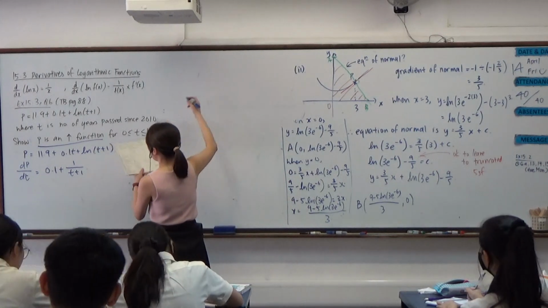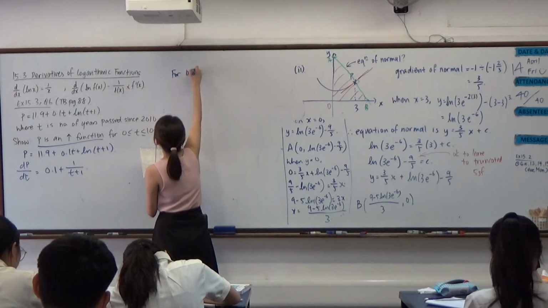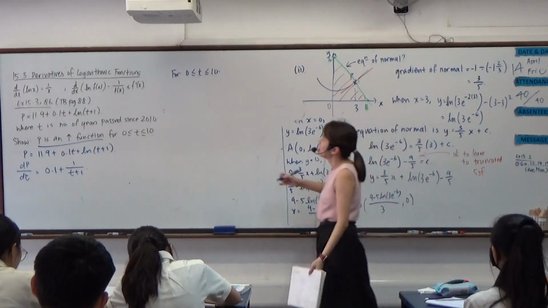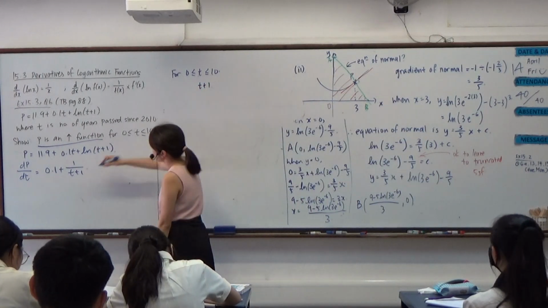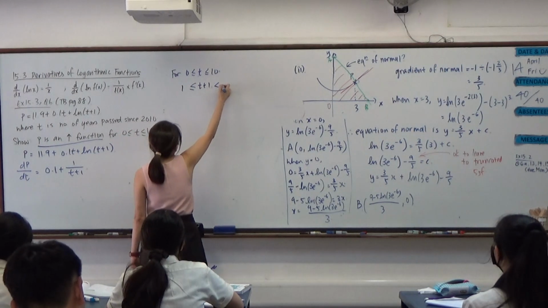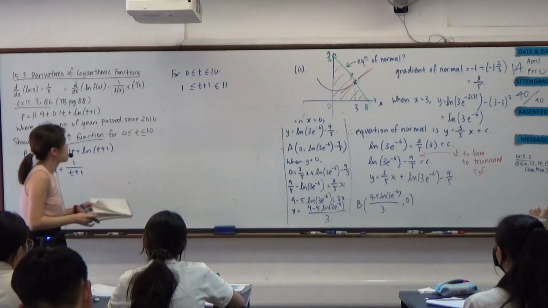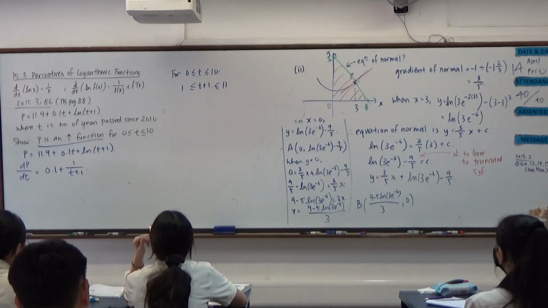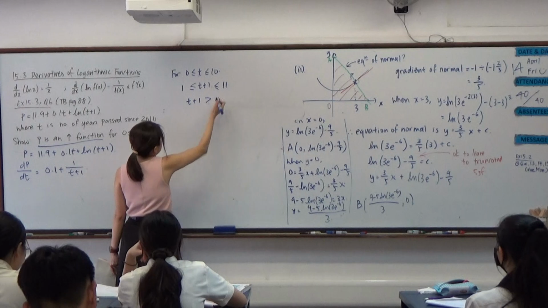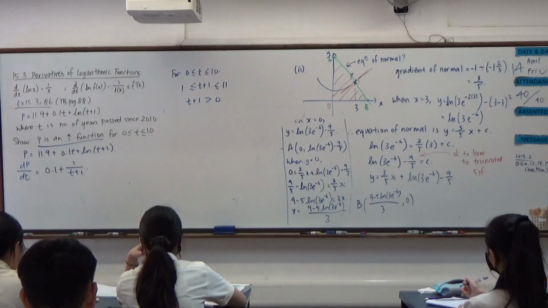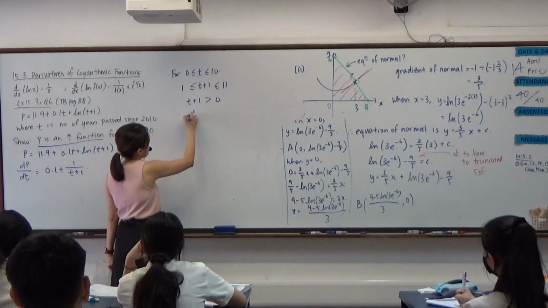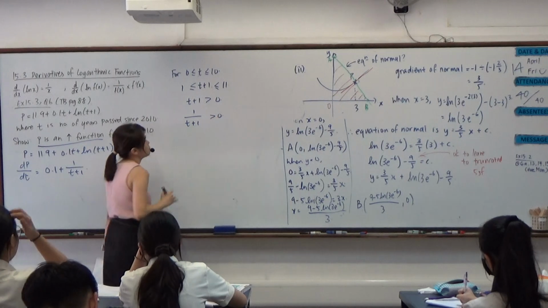So in this case, the interval of t that we're given is between 0 to 10. Hence t plus 1, because that is the only part whereby there is t, t plus 1 itself will be between 1 to 11. And this clearly tells us that t plus 1 is positive. And since t plus 1 is positive, it will also be obvious that 1 over t plus 1 will have to be positive as well.